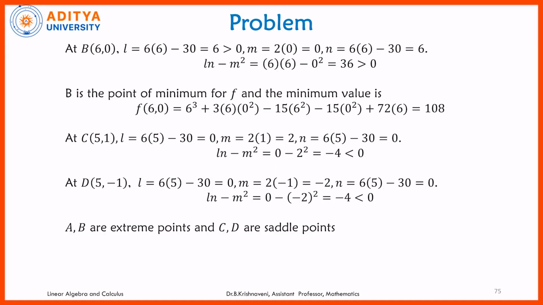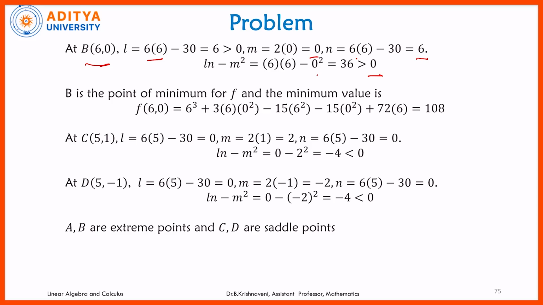Now find the same at the second point, (6, 0). L value: 6 into x minus 30, that is 6, which is greater than 0. M is 2 into y, 2 into 0, which is 0. N is equal to 6x minus 30, that is again 36 minus 30, which is equal to 6. Find LN minus M square: 6 into 6 minus 0 square, 36, again greater than 0.